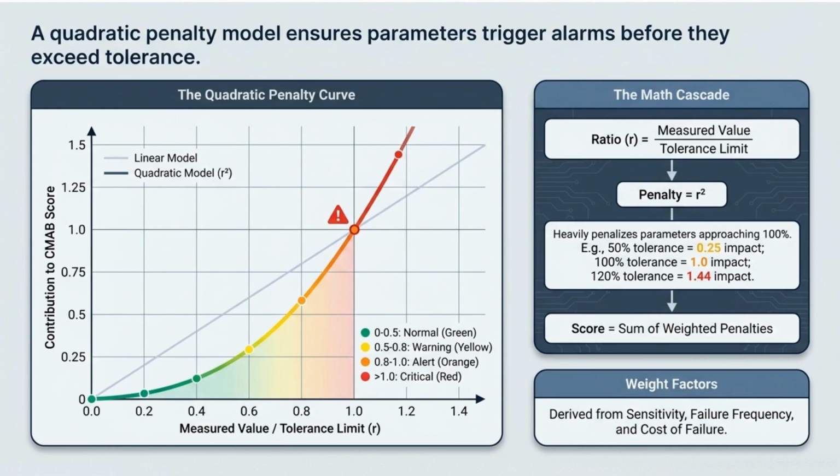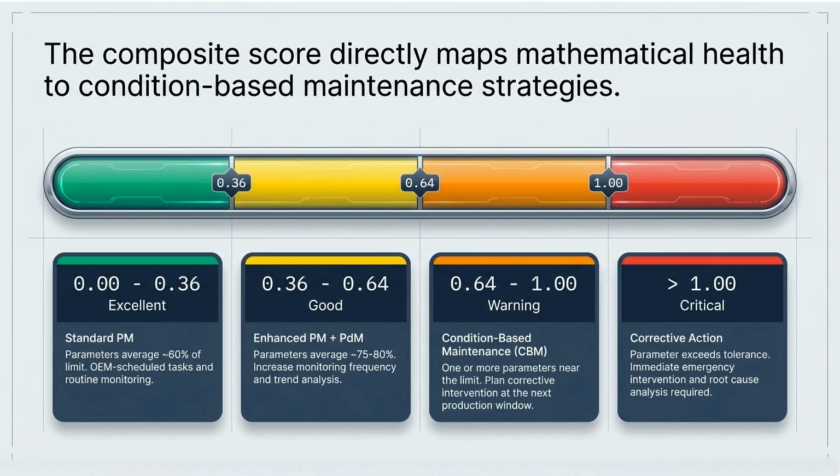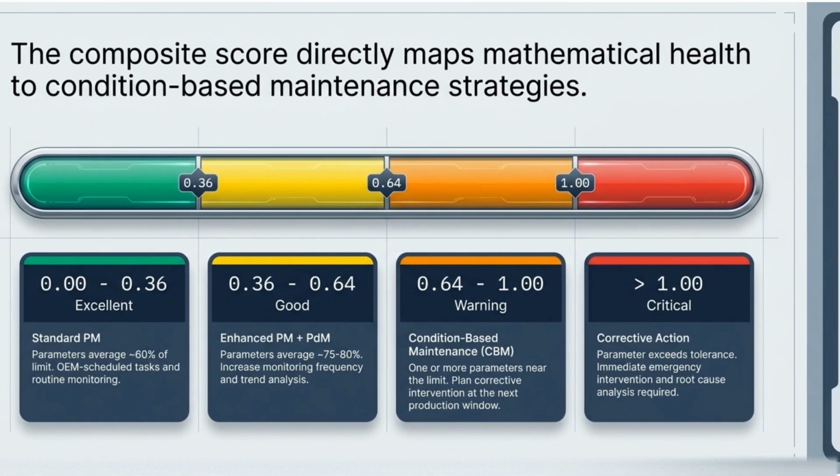We use a quadratic penalty model, where the penalty is the square of the ratio of the measured value to the tolerance limit. This heavily penalizes parameters approaching tolerance and ensures alarms are triggered early. The composite score directly maps mathematical health to condition-based maintenance strategies. Scores range from excellent, requiring standard maintenance, to critical, requiring immediate intervention.